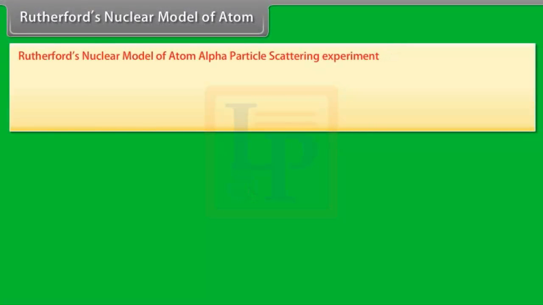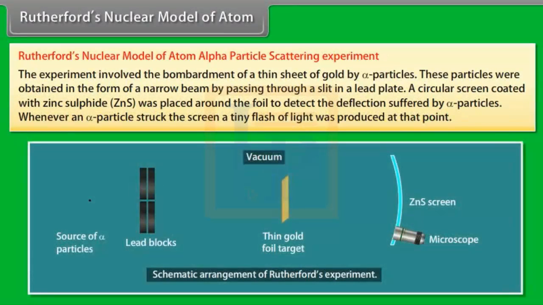Rutherford's nuclear model of atom. Alpha particle scattering experiment. The experiment involved the bombardment of a thin sheet of gold by alpha particles. These particles were obtained in the form of a narrow beam by passing through a slit in a lead plate. A circular screen coated with zinc sulfide, ZnS, was placed around the foil to detect the deflection suffered by alpha particles. Whenever an alpha particle struck the screen, a tiny flash of light was produced at that point.